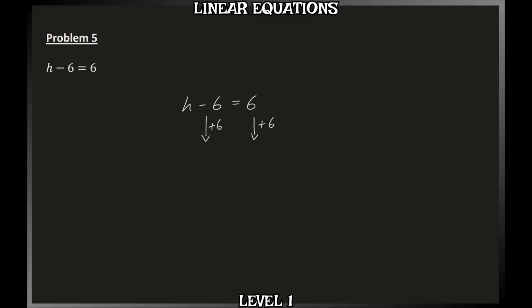Now on the left, minus 6 plus 6 is 0, so we're just left with h, which is what we were expecting to be left with, and on the right, 6 plus 6 gives us 12, so our final answer to problem 5 is h is equal to 12.